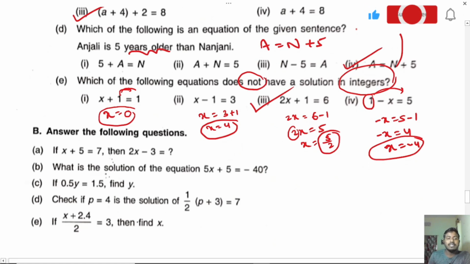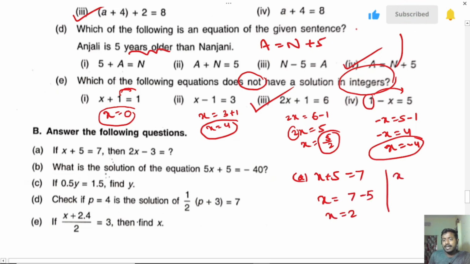Answer the following question. x plus 5 equal to 7. So first find the value of x. x plus 5 equal to 7. So x equal to 7 minus 5. x equal to 2.